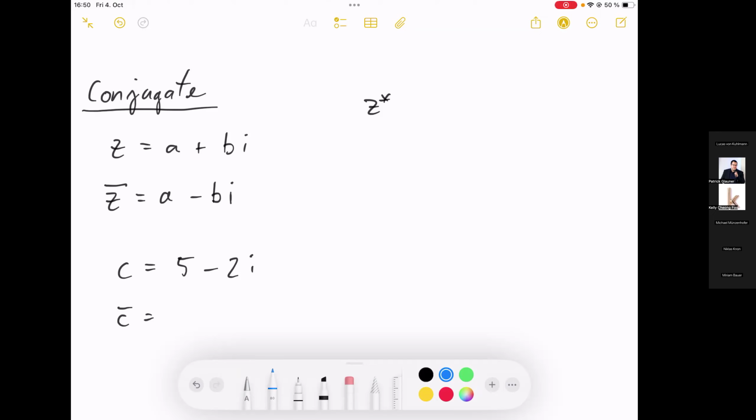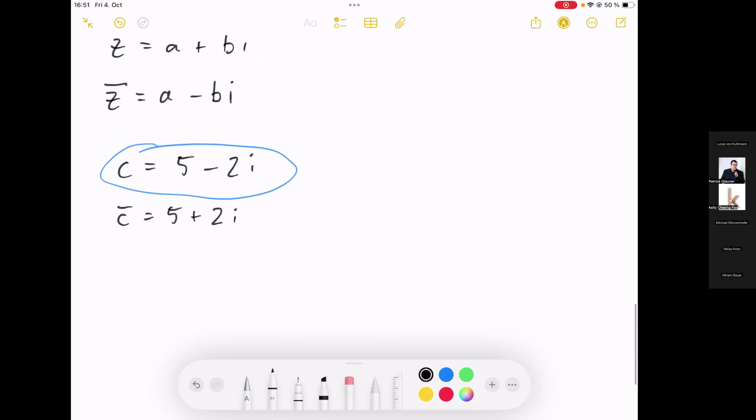So I want to know answers from you. I said C is 5 minus 2i. And what's the conjugate? Please let us know in the chat. And we got the right answer now. It's 5 plus 2i, because we just changed the sign of the imaginary part.